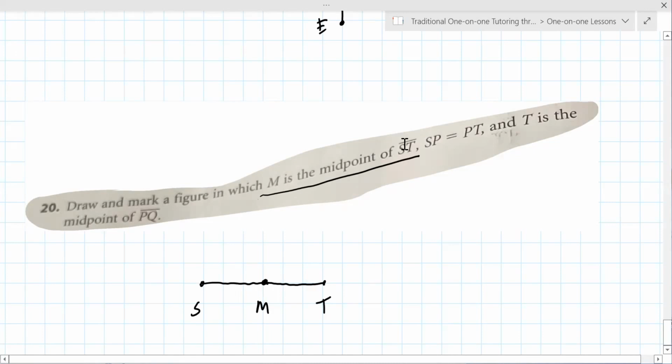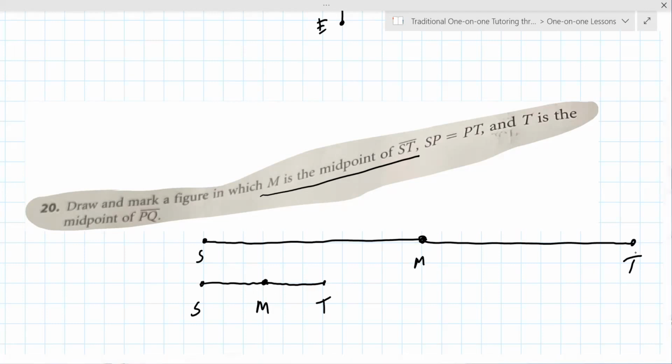Okay, ST, M is the midpoint, it bisects ST. Yes, we got that down. And now, for PT. But here's the thing, we don't actually know. Here's another possibility, it could be something more like this, where M could this also be true? Okay. I'm asking because this one's a little more complicated. It is also the midpoint. You agree with that, right? Yeah. Okay.